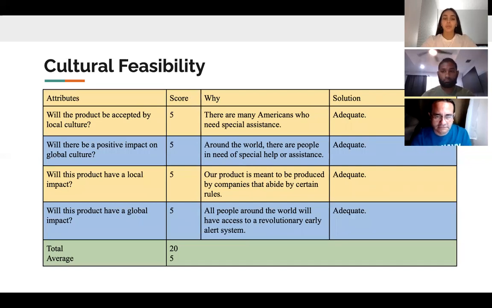We give it a 5 because we do believe so. And like I said, there's American people who need special assistance. And like Americans, there's also people around the world who also need this.